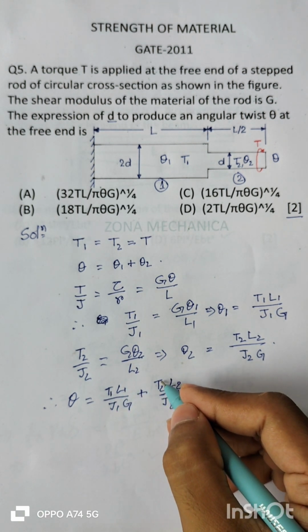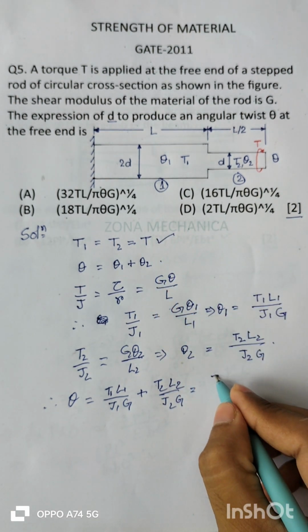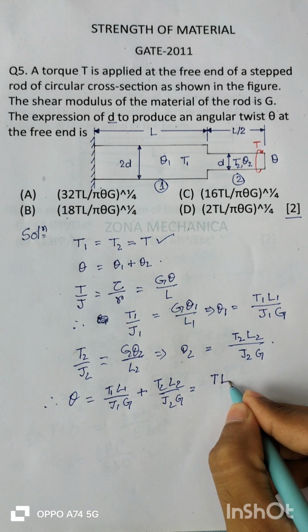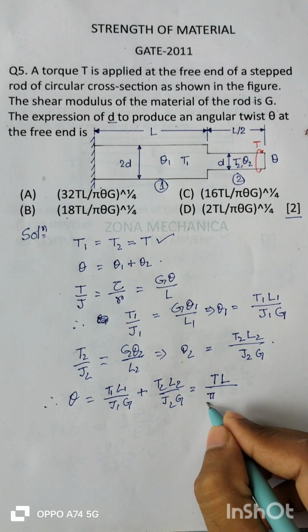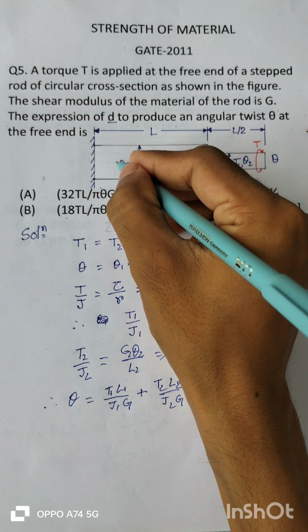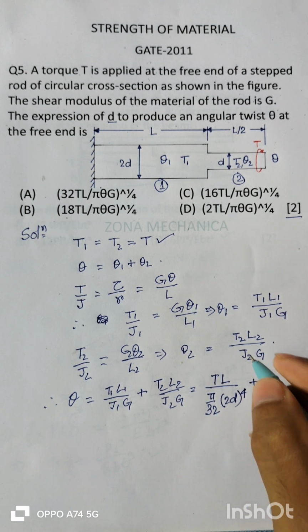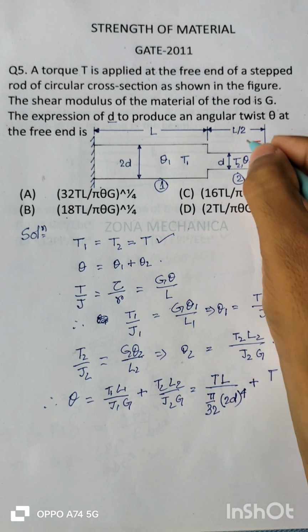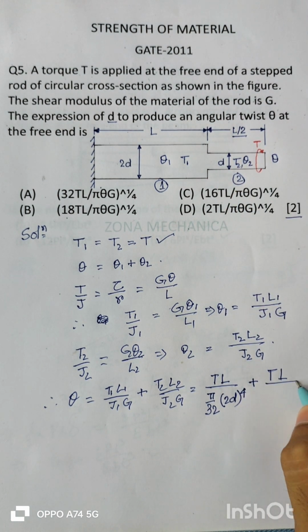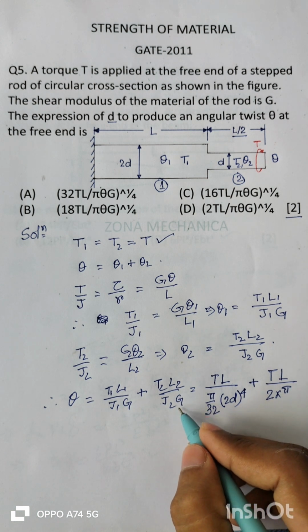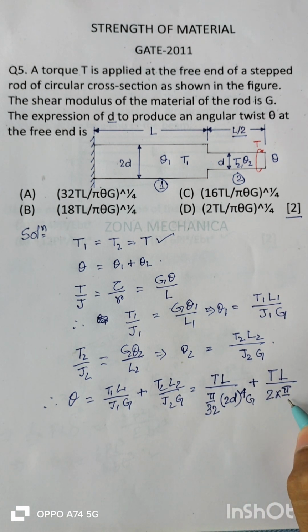Now we know T1 and T2 is T, then T and L1 is L, by J1 is equal to pi by 32 and D1 is 2D, so (2D) to the power 4, plus T2 is T and L2 is L by 2, and this J2 is pi by 32 D to the power 4, G is there. D2 is D, so D to the power 4 into G.